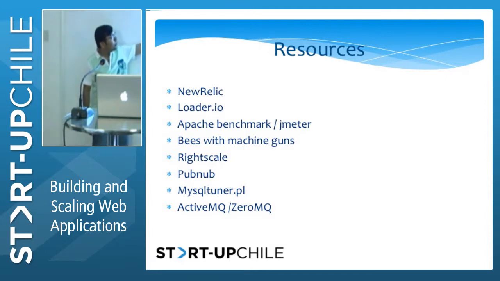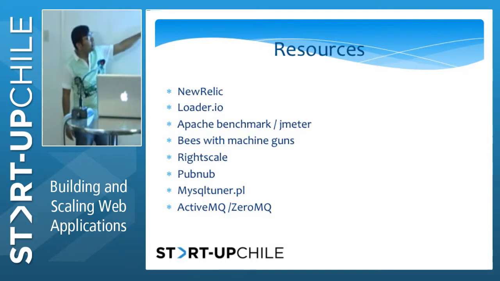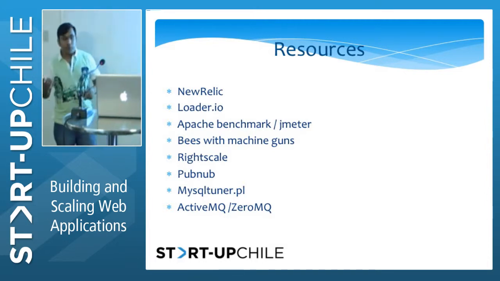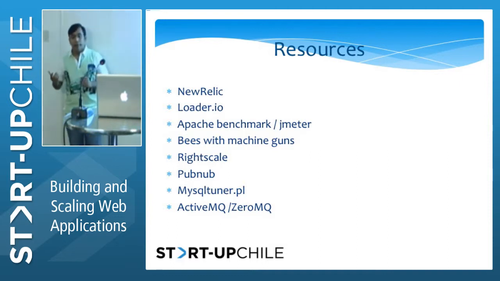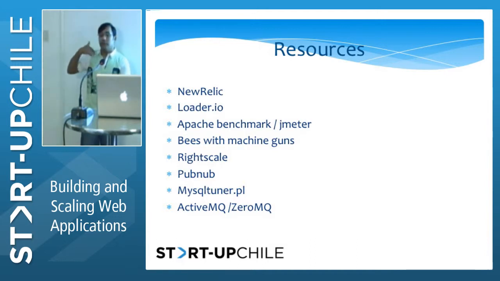Well, the simplest tool to use is AB, Apache Benchmark, and Apache has another tool called JMeter. It's a bit complex, but you can specify a lot of options, like if you want to simulate user signups, you can tell it to write a script to fill up user forms and simulate the whole process.